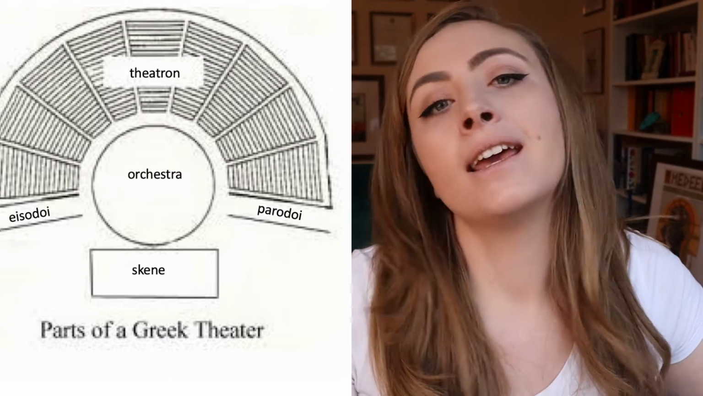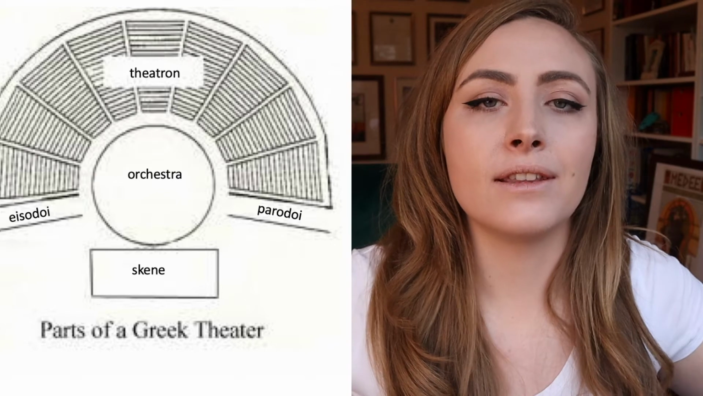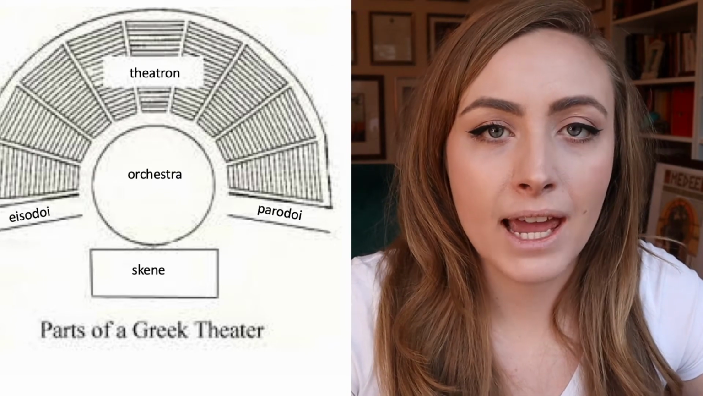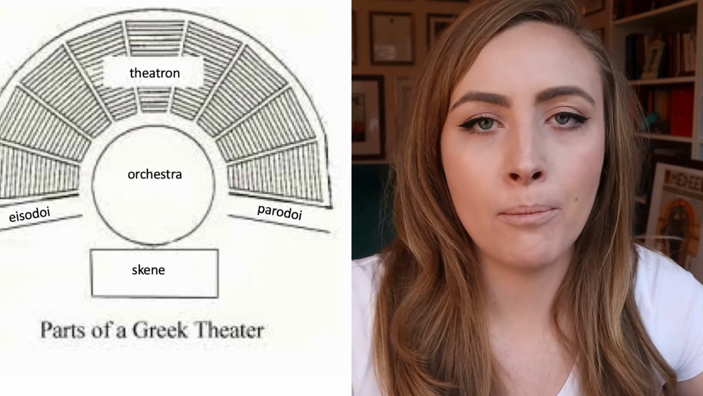Either side, you'd have two corridors entering the theatre, and these are either called eisodoi, for two, or parodoi, still for two. If you want to talk about one, it'd be eisodos, parodos. Eisodos is literally your entranceway, so this is where the chorus would rush on.